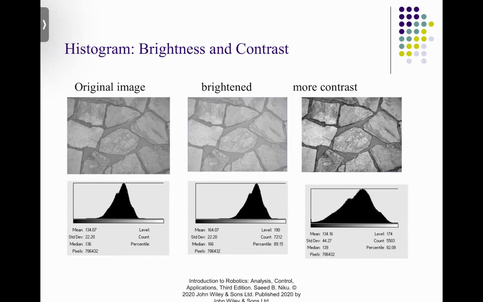Now, I just want to tell you what that means. You have the exact same image, but I want you to look at the histogram representation. So you have the original image. If I were to spread this histogram, I get more contrast. If I were to shrink it a little bit, then I would get more brightness. So you can see the median here for the same image, which is brightened, is 166. Median here is 136, and median here is 139.